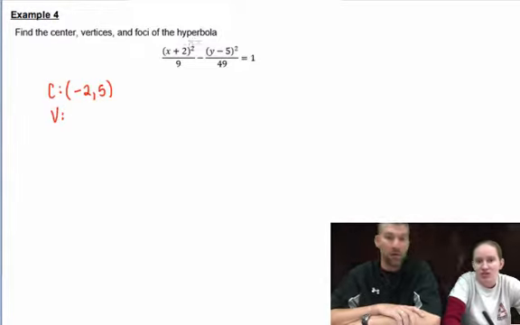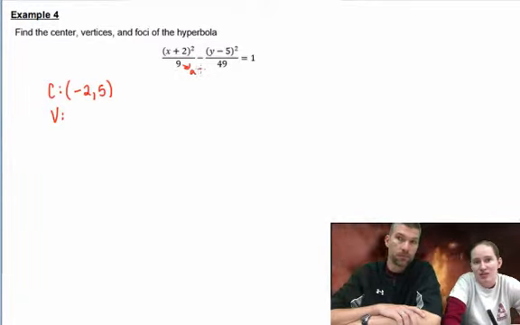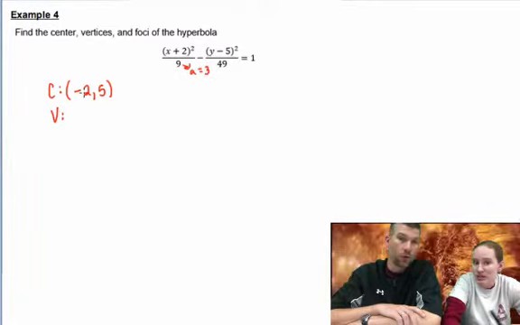So to find the vertices, we need to know what A is, and since this is 9, that means A is the square root of 9, which is 3.